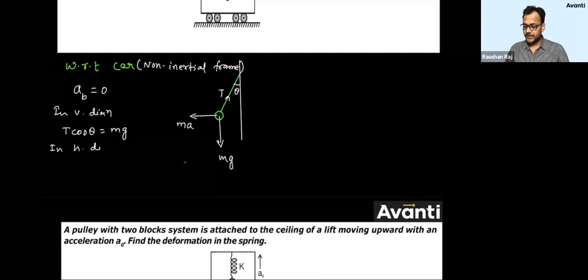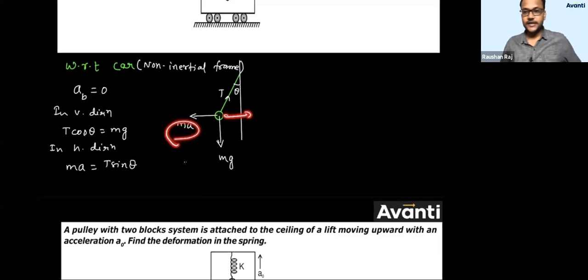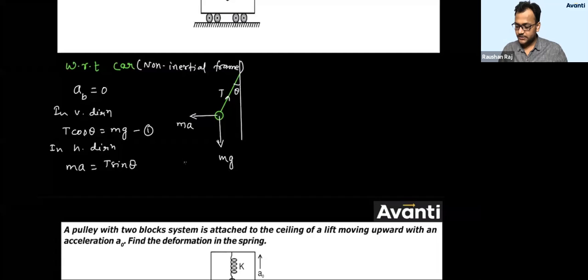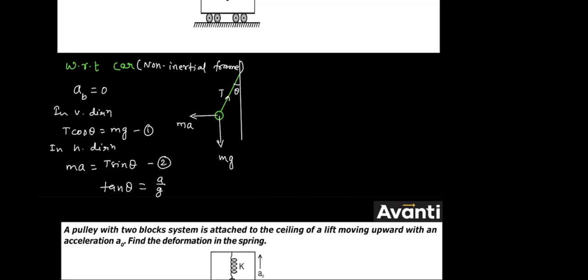In horizontal direction, I would write ma will be equal to T sin theta. Leftward force is ma, rightward force is T sin theta. They must be equal, then only the acceleration of the bob will be 0. So I'm getting the same equation. This is equation 2, equation 1. So at the end, you are going to get tan theta is equal to a by g. Didn't we get the same answer as we have got earlier? दोनों ही cases में answer क्या मिला? Same. Guys, click yes if you have understood this.